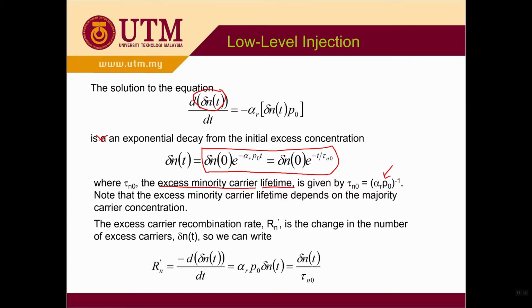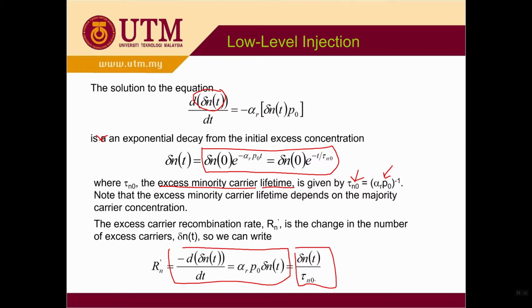So this is the majority and this one is the minority here. The excess carrier recombination rates. When they write this again, this is the top equation here. They say that the excess carrier recombination rate Rn is the change in the number of excess carriers, dn/dt. So you can write it as, this equation that you solved just now, they say that this in fact is called delta n(t) over tau n0 here.